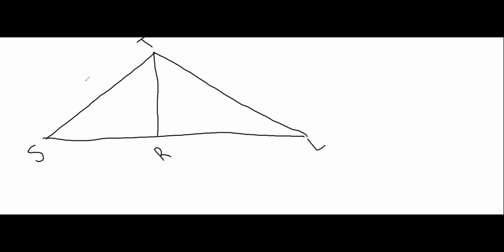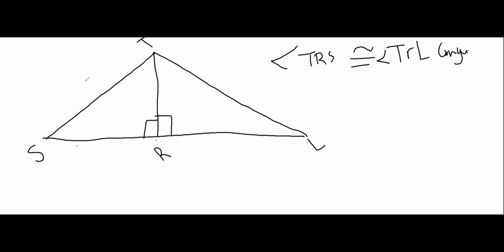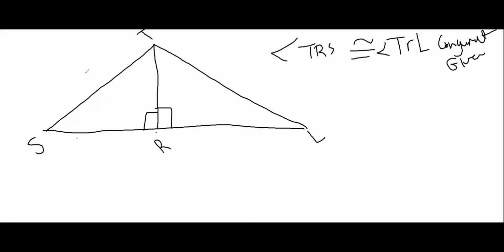Now, since this tower is in the base of the land, it is a right angle. So I can say now that angle TRS and TRL are congruent. It's given from the problem, as you see here.